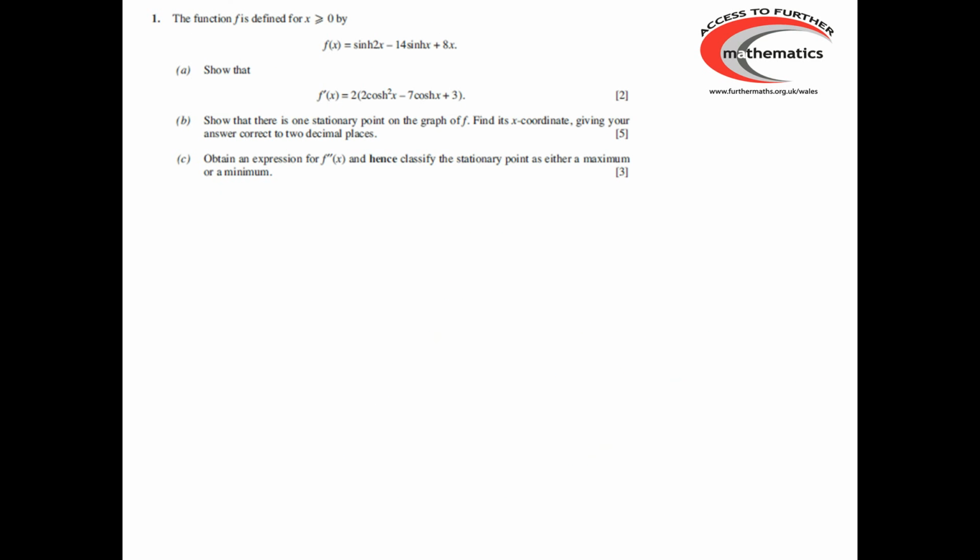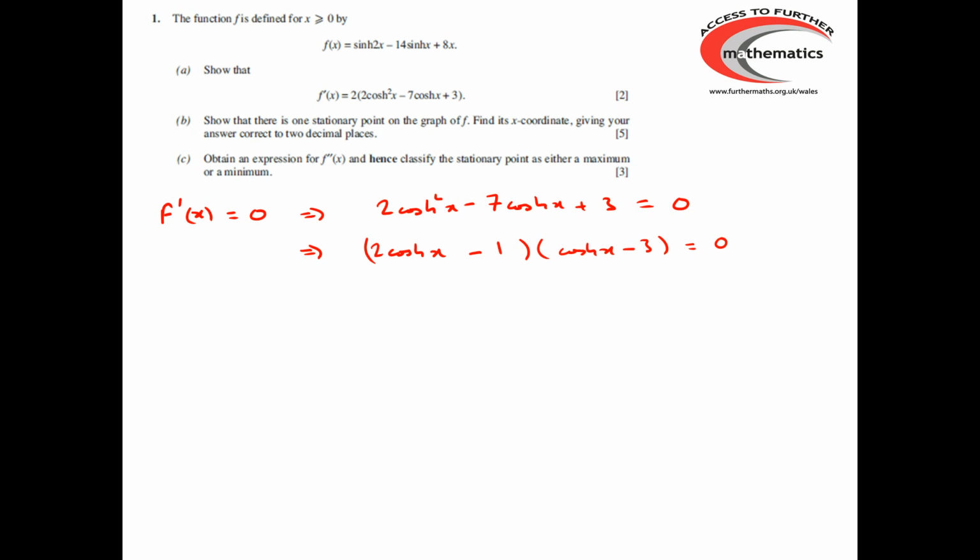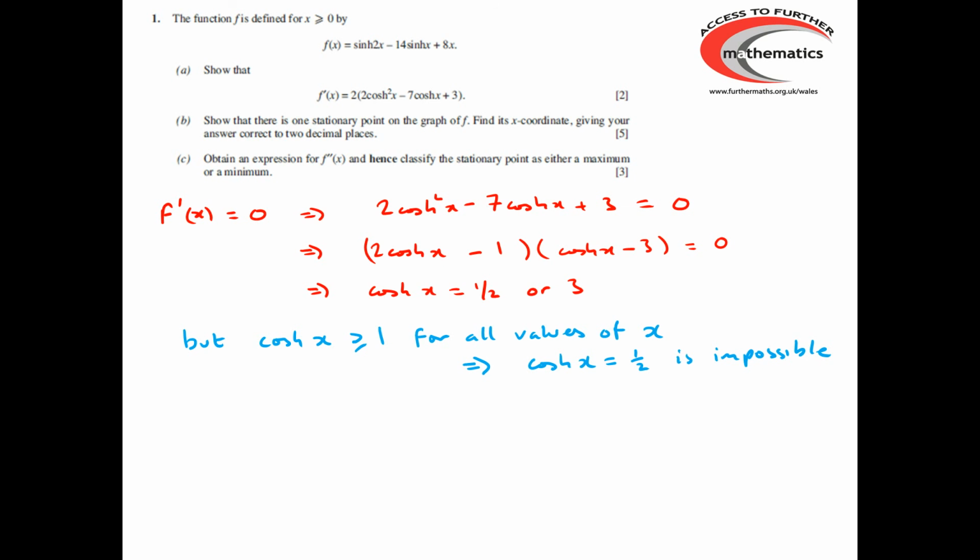For a stationary point, we need the derivative to be 0. So that means we need 2 cosh squared x minus 7 cosh x plus 3 to equal 0. That factorises as 2 cosh x minus 1 times cosh x minus 3 equals 0. So we've got cosh x equals a half or cosh x equals 3. But we know that cosh x is always greater than or equal to 1. So cosh x equals a half has no solutions.